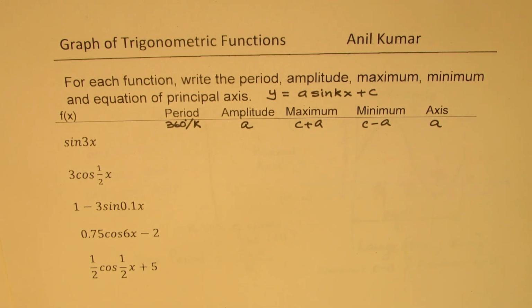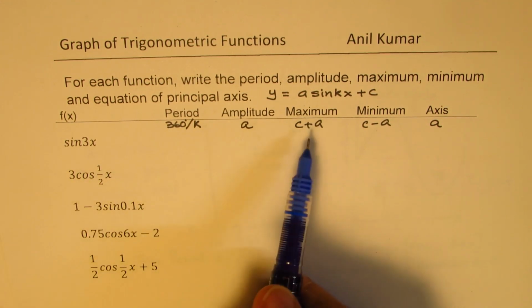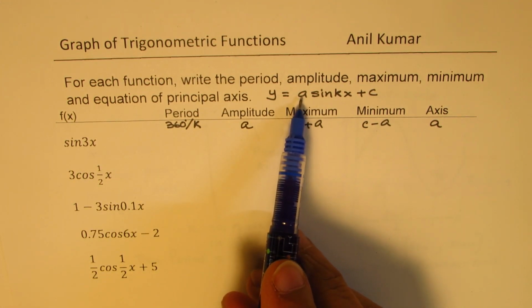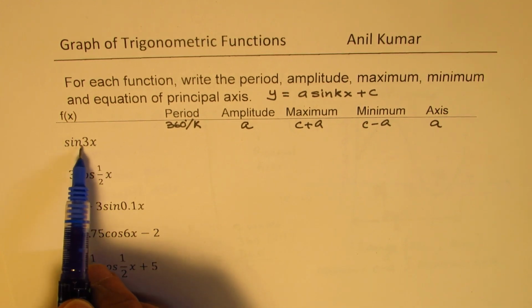Perfect. Now let's take one by one and answer. Now default value for a is 1, right? If there's nothing here, it means 1. For example, a is 1 here, right? So let's begin with sine 3x.